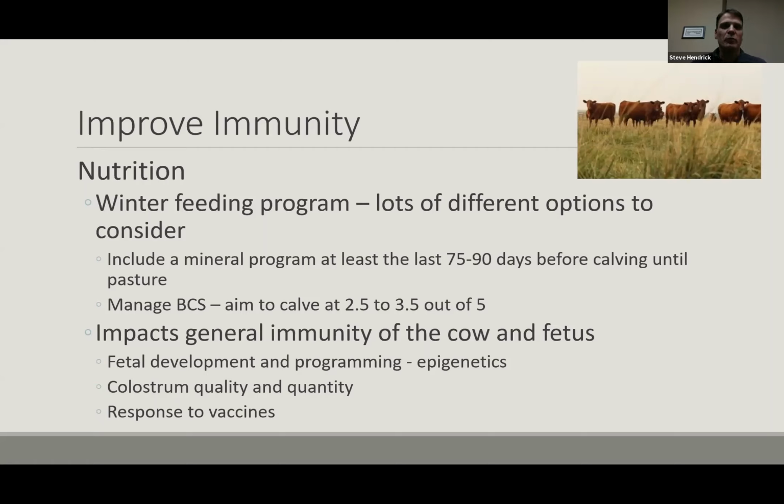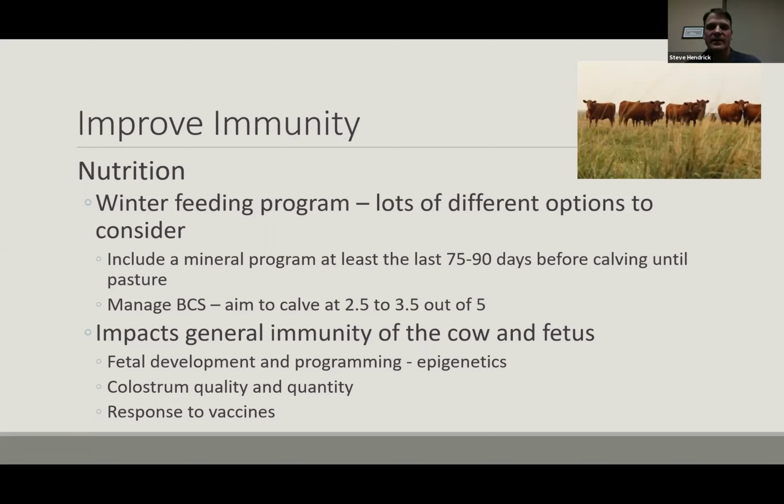I think what's really important is that we're trying to manage body condition on our cows as well. So trying to establish that 2.5 to 3.5 by calving time. Okay. So I guess in terms of nutrition, I just can't stress how impactful it is on general immunity of the cow and the fetus. Okay.